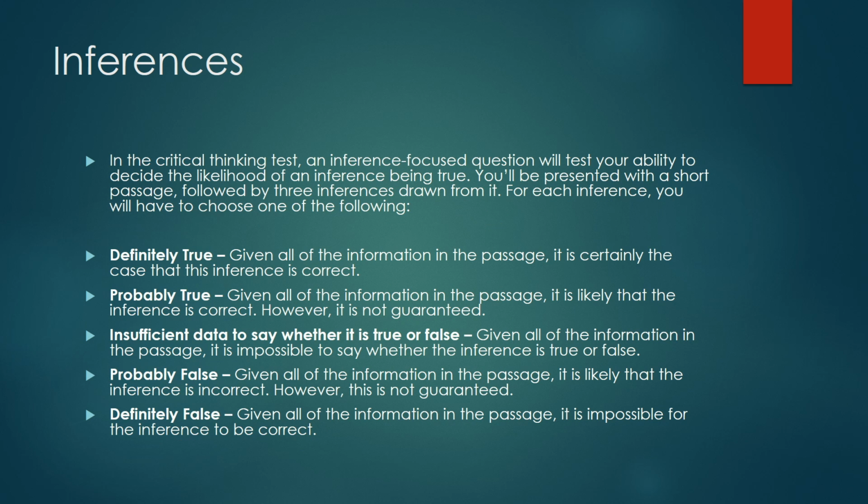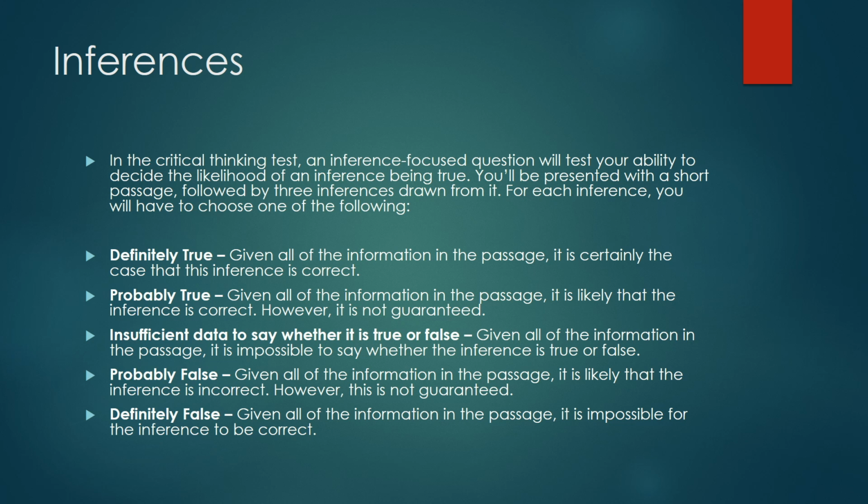In the critical thinking test, an inference-focused question will test your ability to decide the likelihood of an inference being true or false. You'll be presented with a short passage followed by 3 inferences drawn from it. For each inference, you will have to choose one of the following. Definitely true, which means, given all of the information in the passage, it is certainly the case that the inference is correct. Probably true, which means that, given all of the information in the passage, it is likely the inference is correct, however, it is not guaranteed.